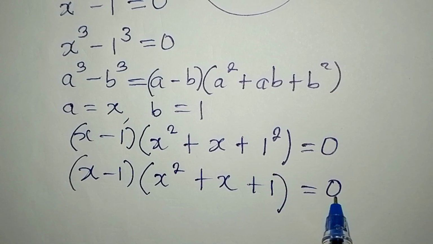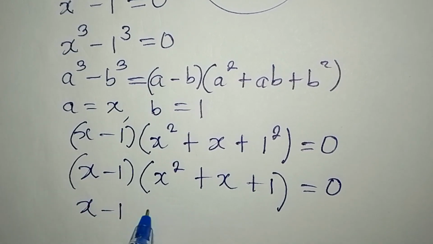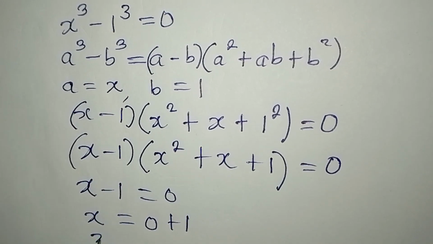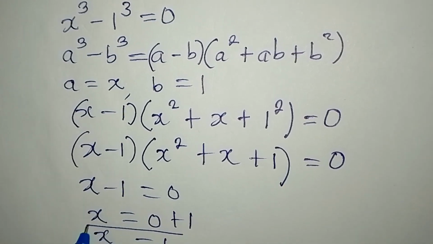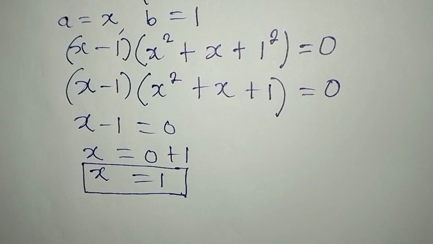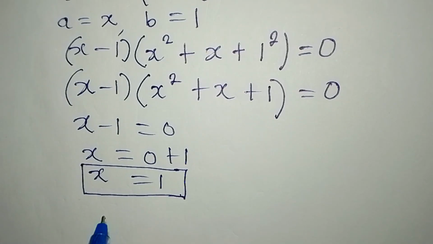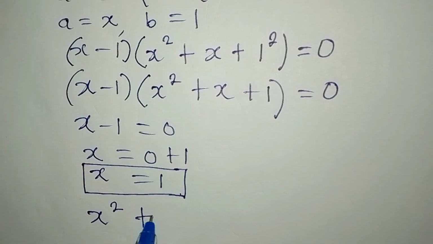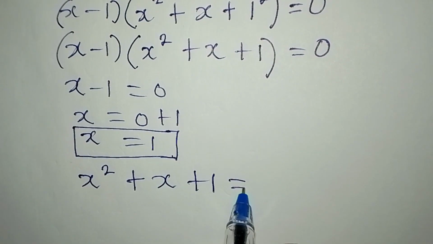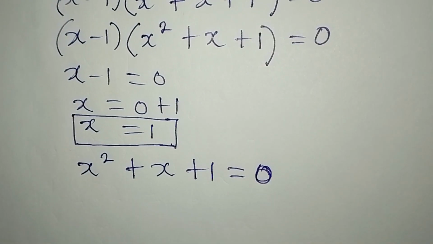So now that we have 0, you can say either this is equal to 0 or this is equal to 0. So x minus 1 is equal to 0, meaning that x is equal to 0 plus 1, and then x is equal to 1. Here we have one of the solutions. So to get the other solutions, we'll go to this expression and we equate it to 0. x squared plus x plus 1. So this is a quadratic expression. Now that we equate to 0, it becomes a quadratic equation so that we can get the values of x.